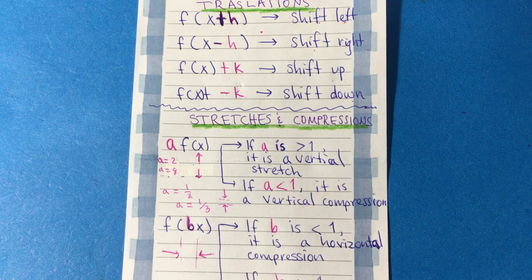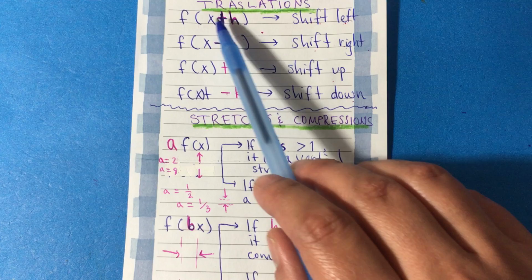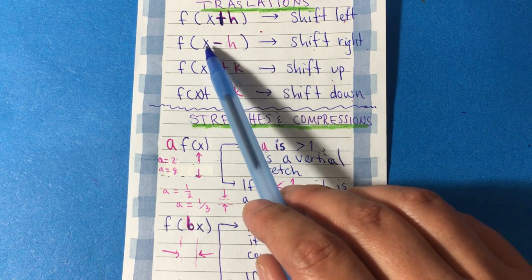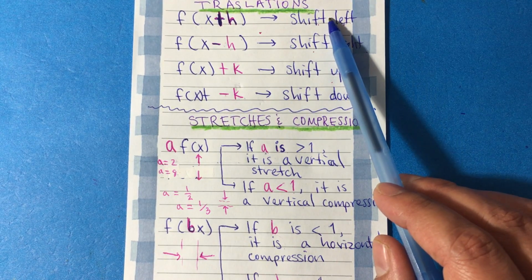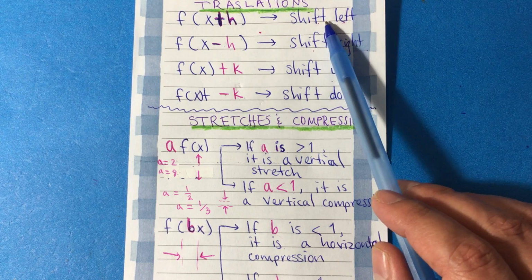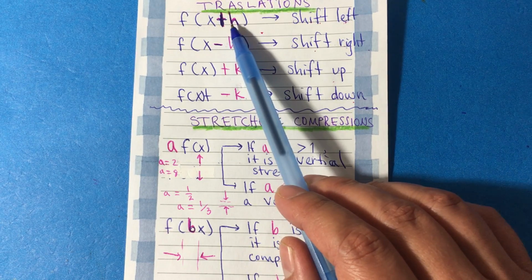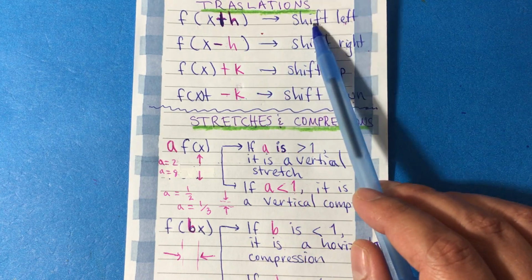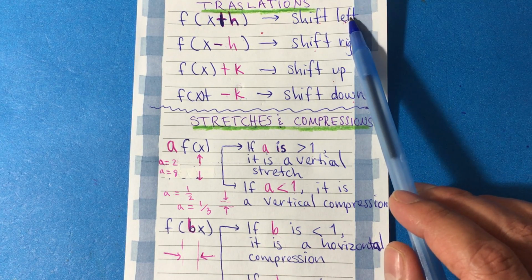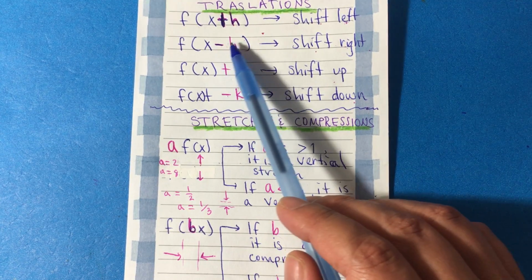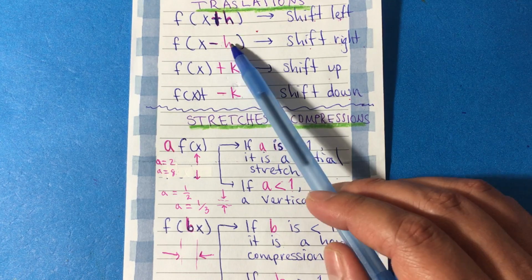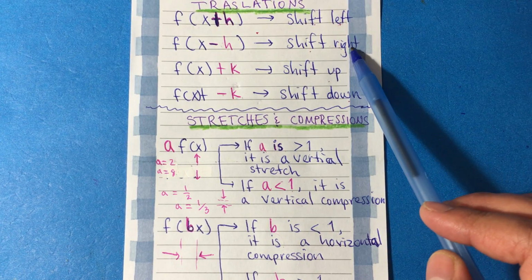For translations, it means it moves up, down, left, right, but the graph stays the same. It looks exactly the same with translations. When you're adding inside of a parenthesis or the square root or the absolute value, it will move on x, meaning left or right, and it's opposite of the sign. If it's plus h, it shifts to the left, not to the right. It shifts towards the negatives. When you're subtracting inside, it shifts right.